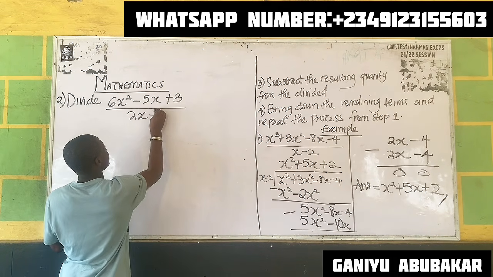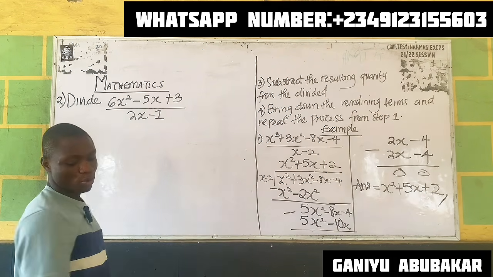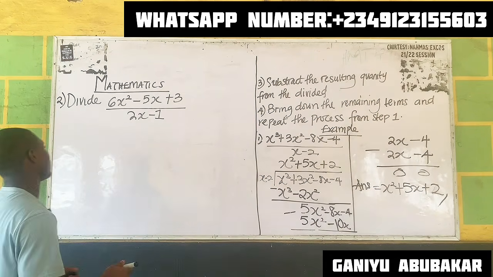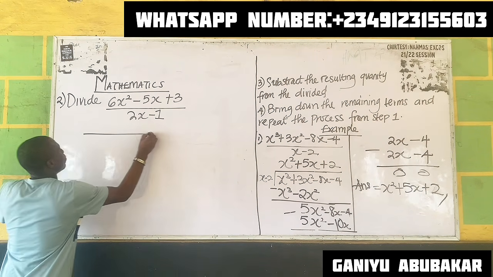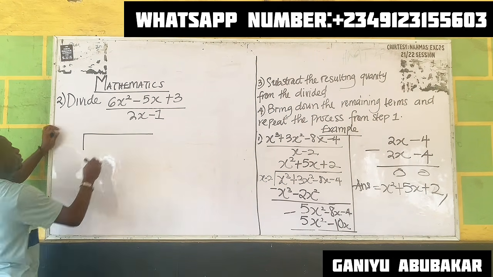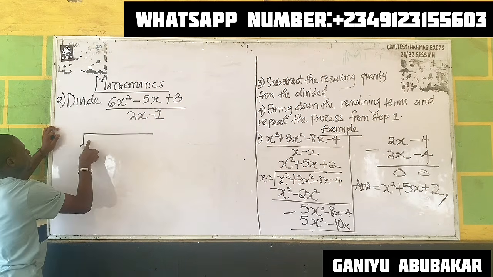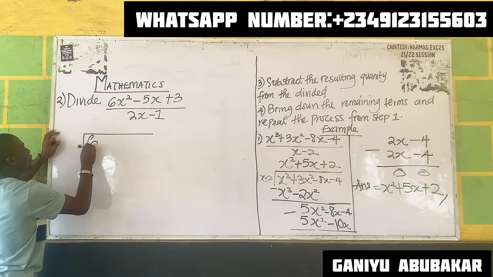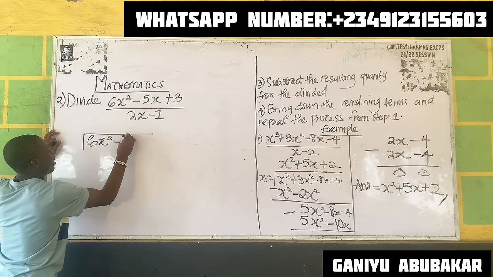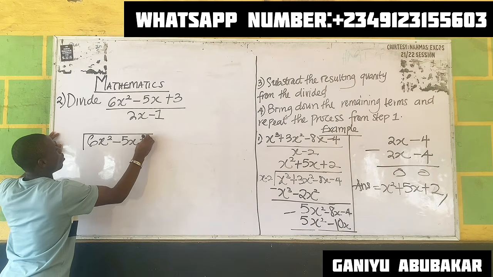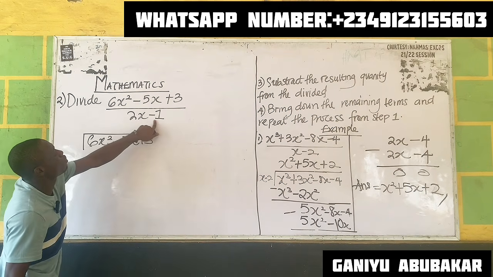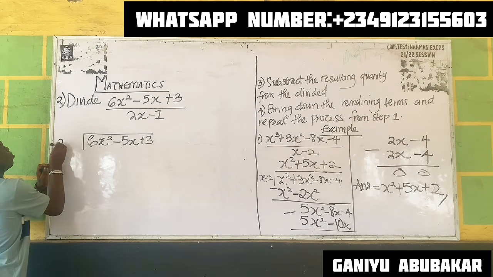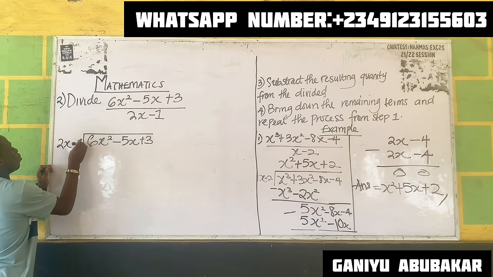All right, let's work with this. First things first, draw out your long division line. We said the numerator is always inside. That gives you 6x squared minus 5x plus 3. The denominator is always outside here. That gives you 2x minus 1.